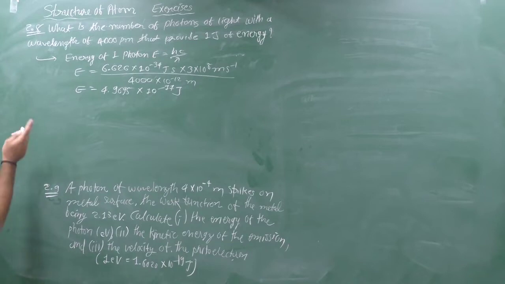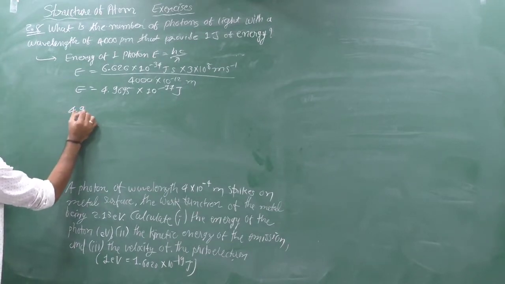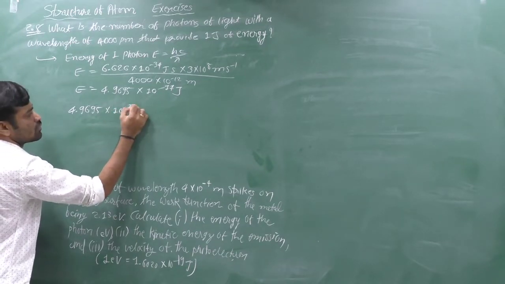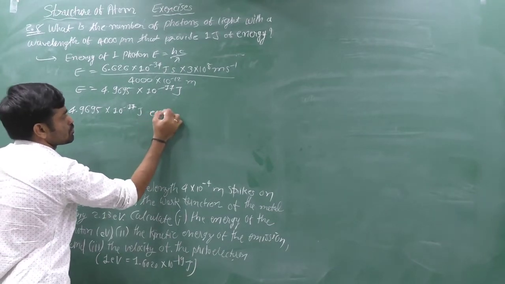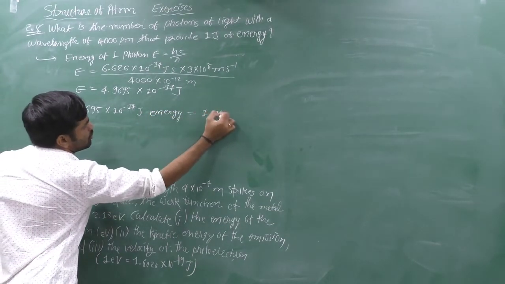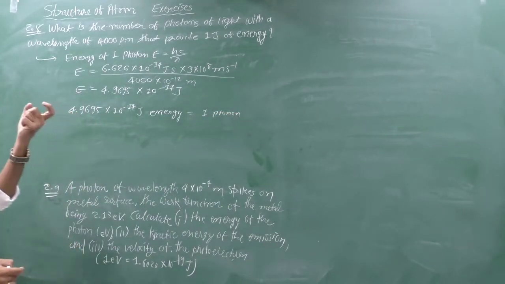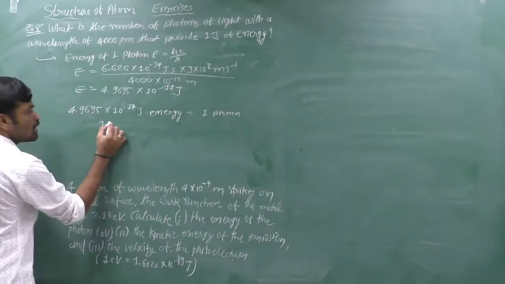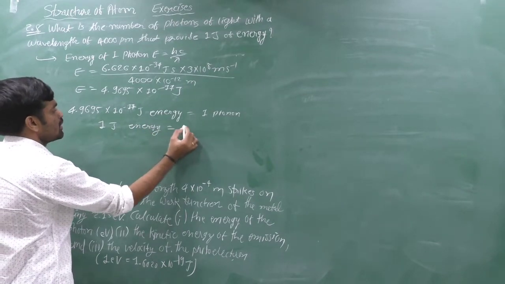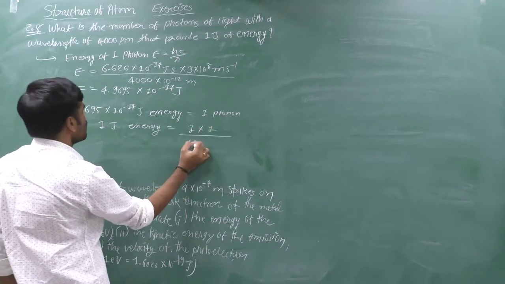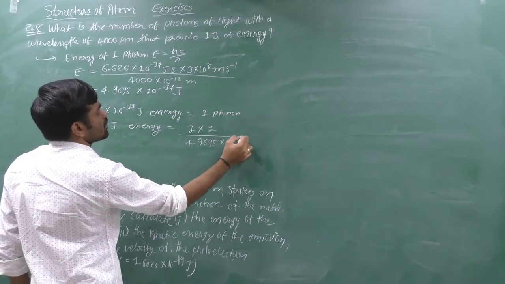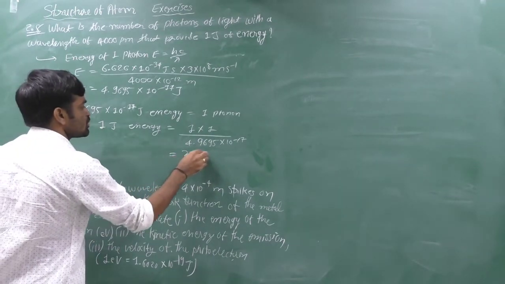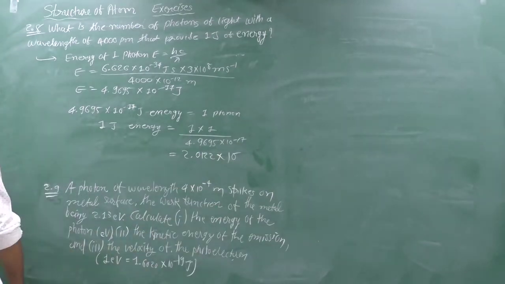Yes, we can say that 4.9695 into 10 raised to minus 17 joule energy is equal to 1 photon. જો આટલી એનર્જી આપણે ગેઇન કરવી હોય તો આપણે 1 ફોટોનની રિક્વાયરમેન્ટ પડે, બીકોઝ 1 ફોટોનની એનર્જી આટલી છે. દેન 1 જૂલ એનર્જી માટે આપણા કેટલા ફોટોનની રિક્વાયરમેન્ટ પડે ઇઝ ઇક્વલ ટુ 1 ક્રોસ 1 બાય 4.9695 into 10 raised to minus 17 is equal to 2.0122 into 10 raised to 16 photons.